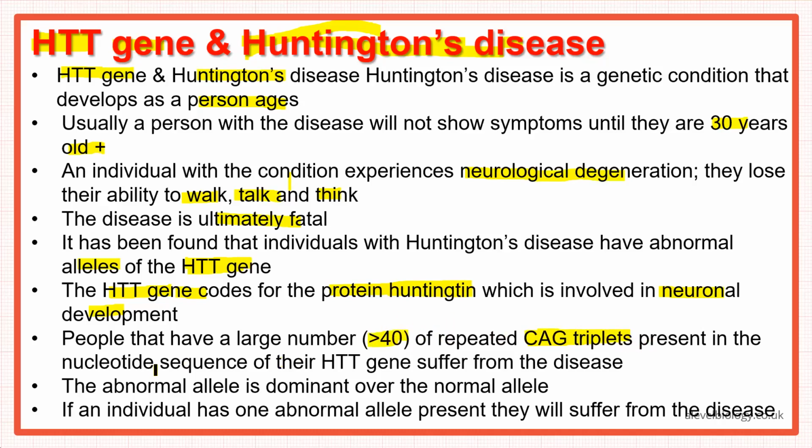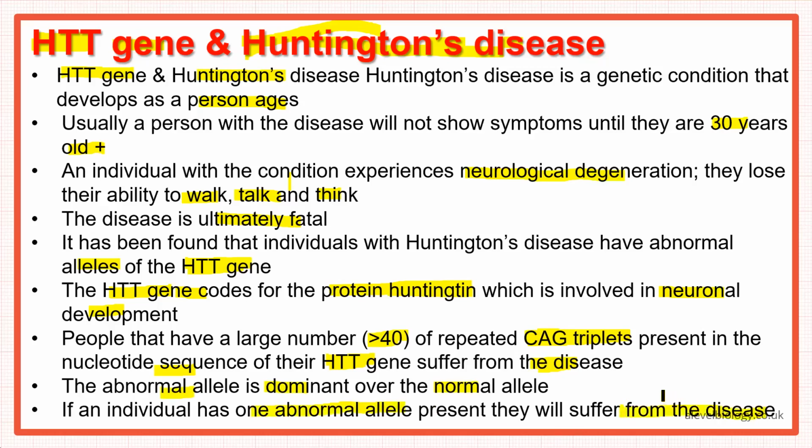They are present in the nucleotide sequence of the HTT gene. They suffer from the disease, right? So they have more than 40 repeated CAG triplets. So the abnormal allele is dominant over the normal allele, right? If an individual has one abnormal allele present, they will suffer from the disease.